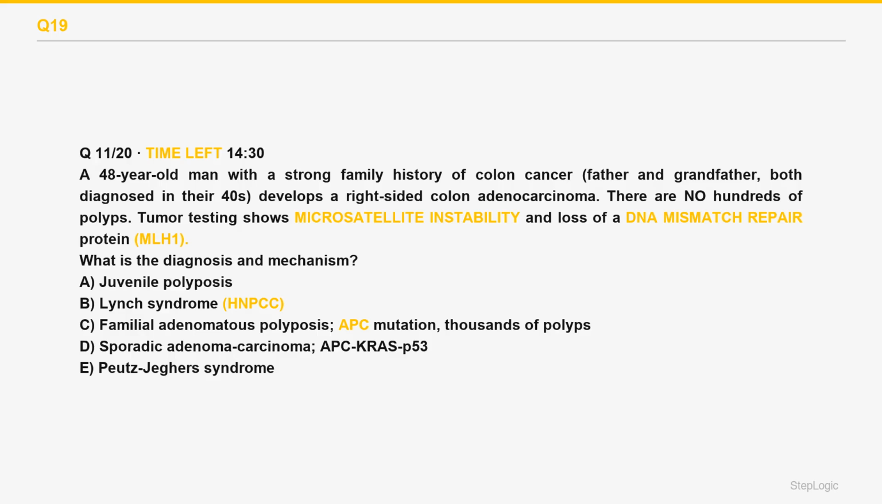What is the diagnosis and mechanism? A 48-year-old man with a strong family history of colon cancer, father and grandfather both diagnosed in their 40s, develops a right-sided colon adenocarcinoma. There are no hundreds of polyps. Tumor testing shows microsatellite instability and loss of a DNA mismatch repair protein. Read the command: diagnosis and mechanism.